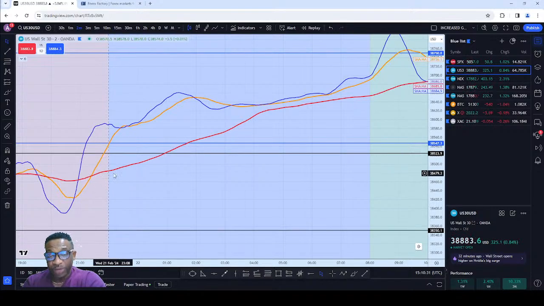And then we have the 200 moving average. The 50 is more or less medium term, the 20 is for short term, and the 200 is for long term. It counts the last 200 candles, then based on that, it calculates the average and plots it on the chart for us.